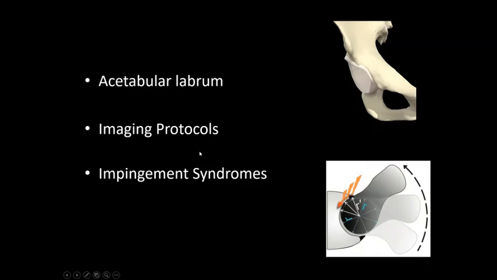So we focused on all these imaging appearances. We talked about the labral pathology, labral anatomy, MRI protocols, and different clinical and radiographic appearances of hip impingement syndromes. So thank you for listening, and if you have any questions, please go ahead.